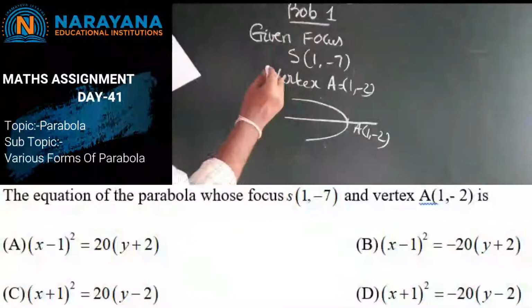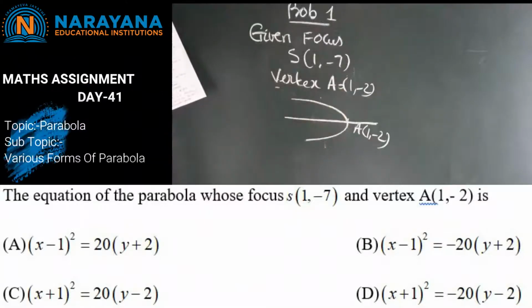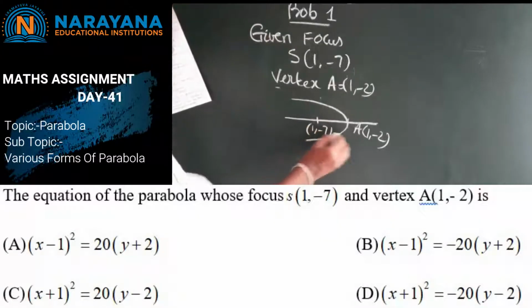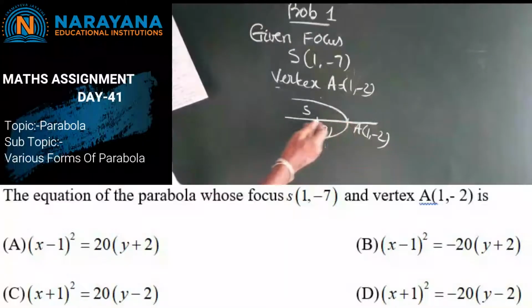To problem number 1. Given focus is (1, -7), vertex is (1, -2). This is (1, -2). This is (1, -7). Since the x coordinates are same, the axis will be parallel to y axis.